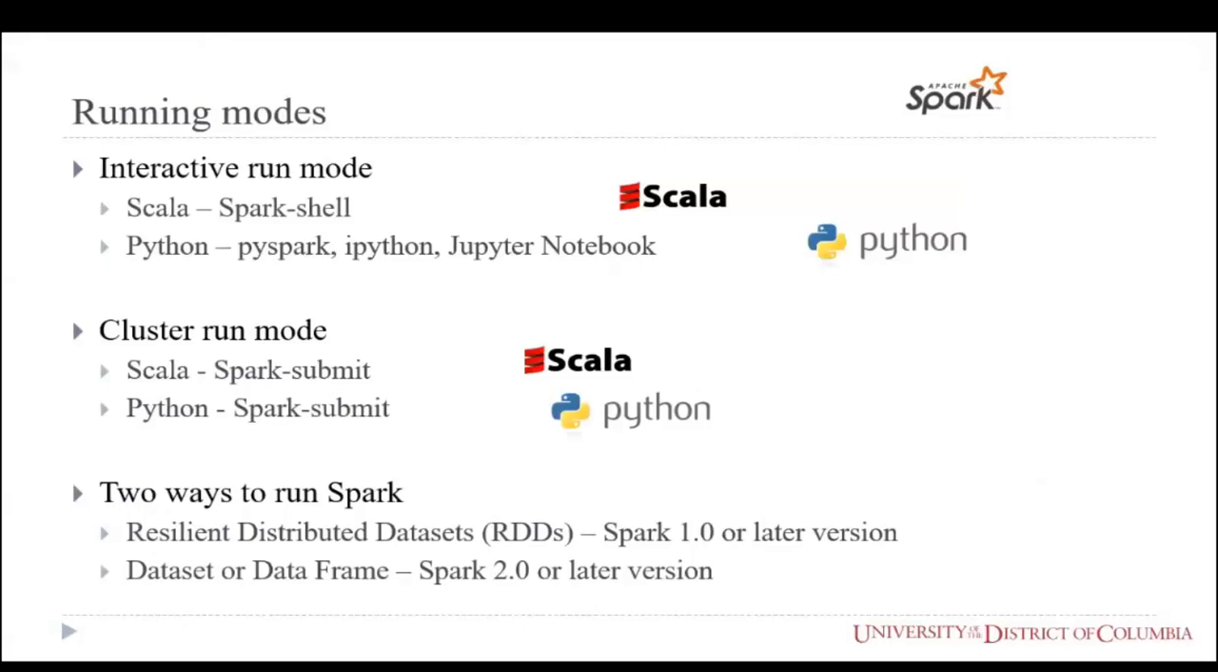Interactive mode means we are trying to use a line by line interpreter to do Spark data analysis. Cluster mode means once you finish creating a program, it's similar to the Hadoop MapReduce program. Once you create the Java file, we generate the jar files and submit to the server. So cluster mode is similar to that: it generates the jar file and sends it over to the cluster.